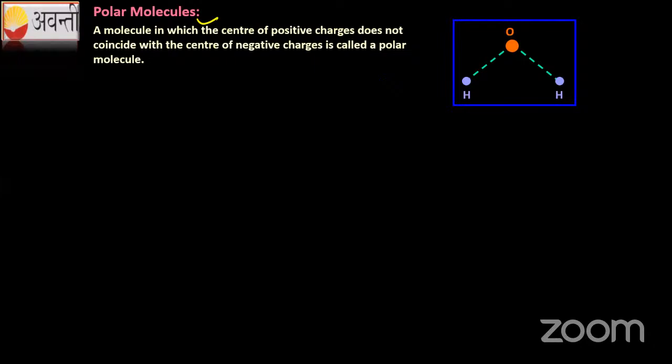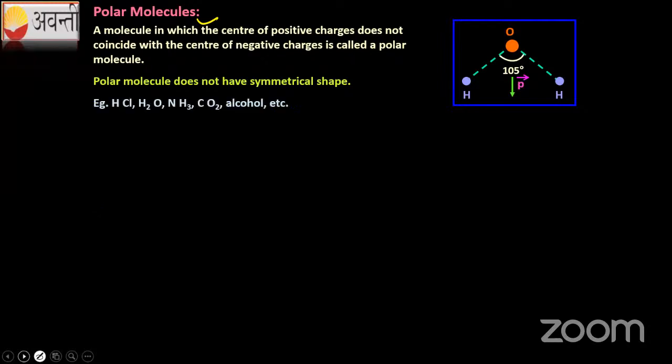Right now, you might be observing H2O as an example. It's not actually symmetric, right? And then the best examples like HCl, H2O, NH3, CO2, alcohol, like this. Okay, I'm not going deep into this. Right? And then electric effect. Effect of electric field on polar molecules is the effect.